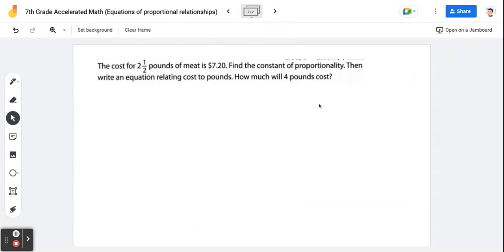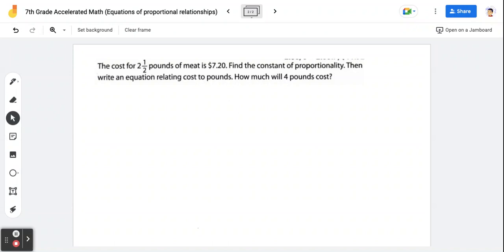So let's go right to an example. Here's what the problem says. The cost for 2.5 pounds of meat is $7.20. Find the constant of proportionality. Then write an equation relating cost to pounds, and then it asks how much will 4 pounds cost. So there are three different things they want us to do here. I'm going to split them up into A, B, and C.